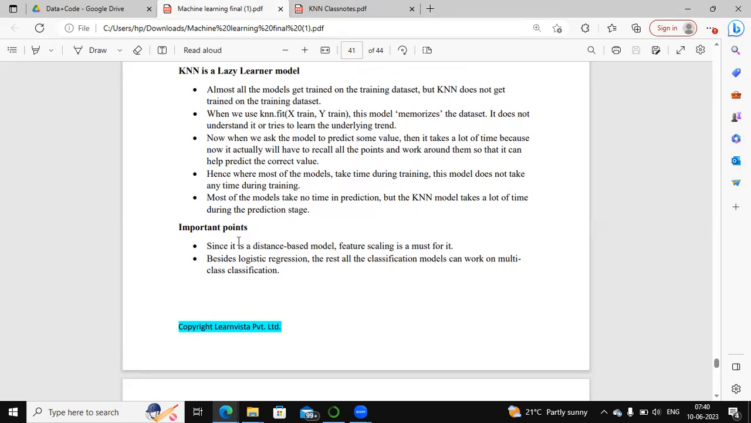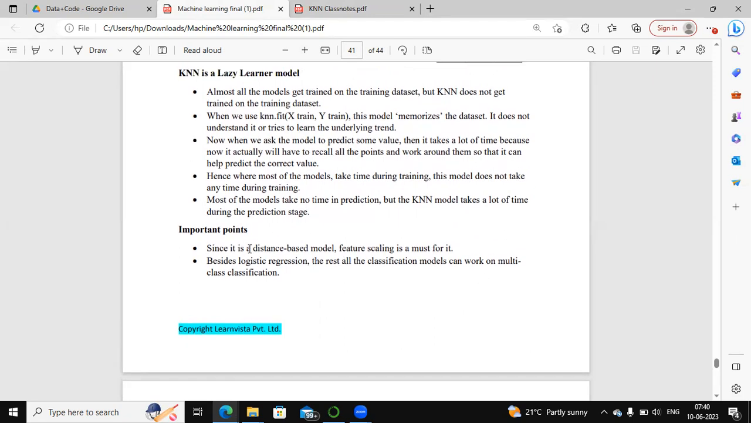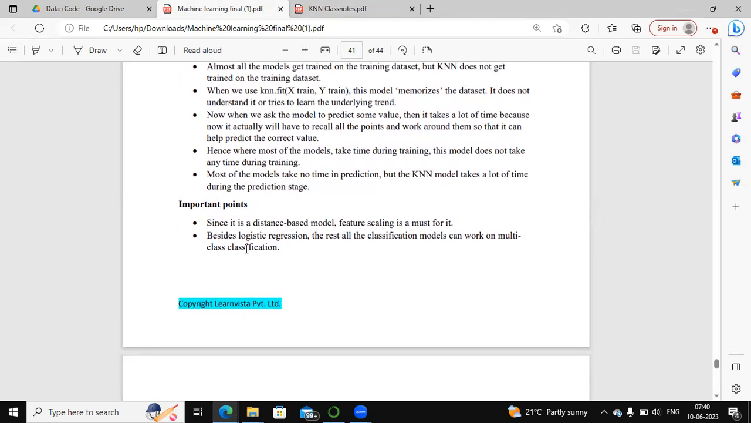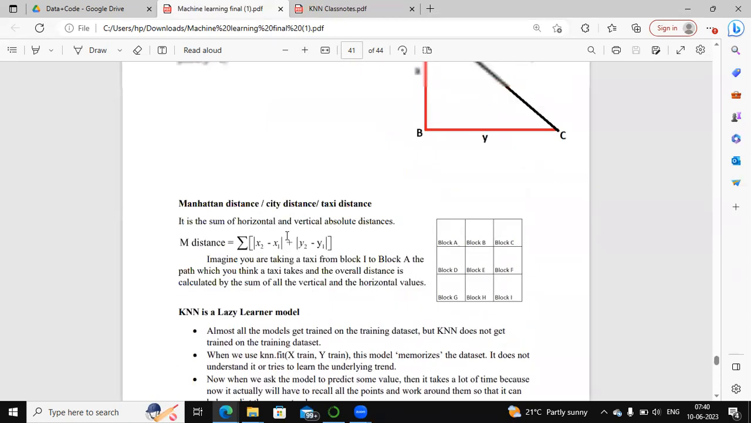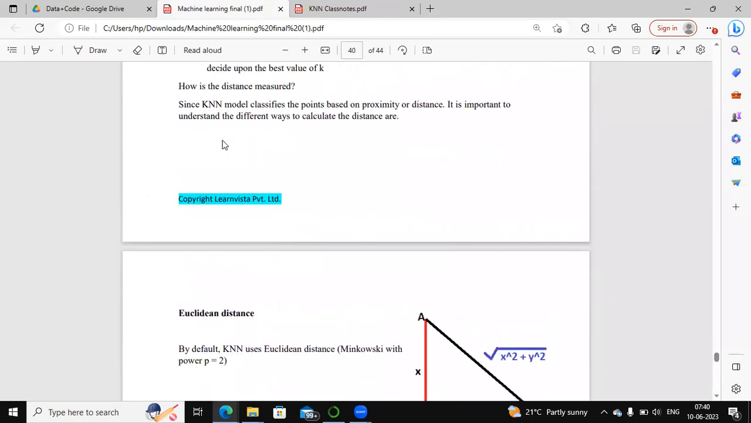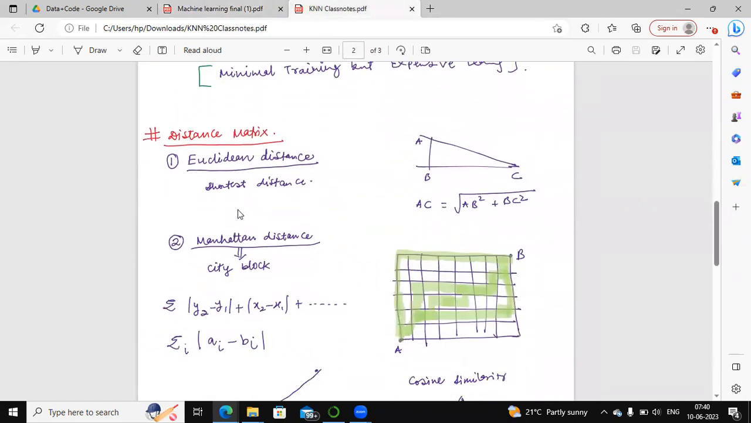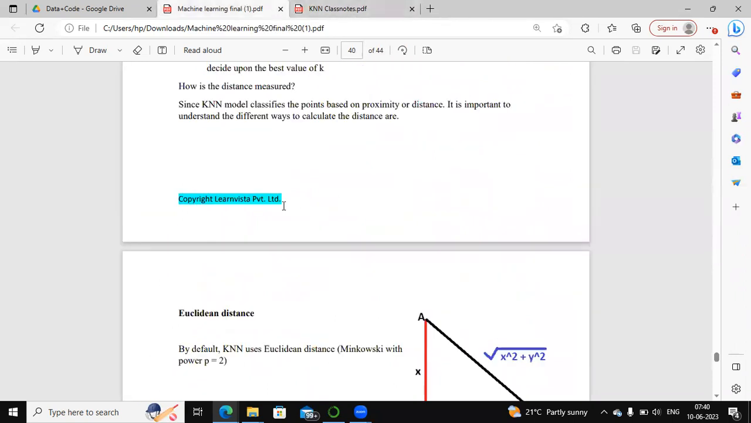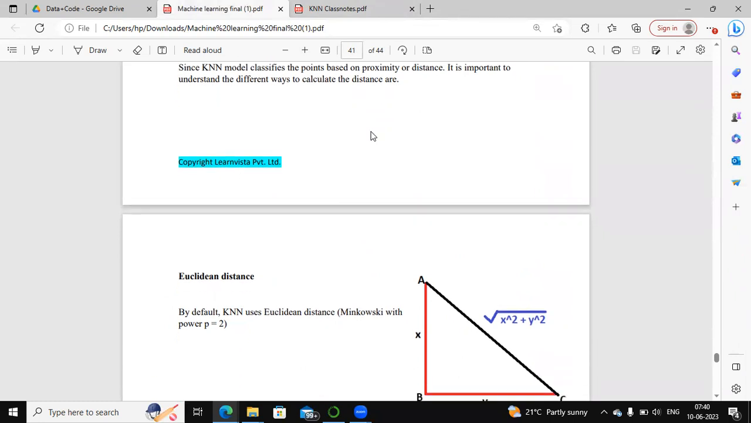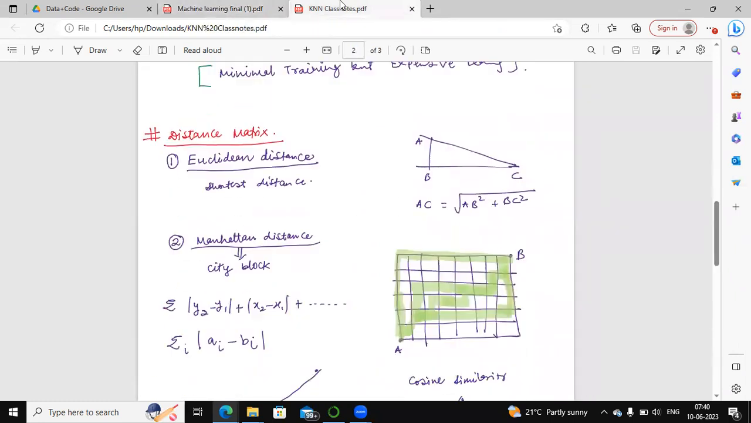Okay, so next, important points. Before moving to important points, now let's come to how distance is measured. Okay, so distance measurement can be done using Euclidean distance. Since the KNN model classifies the data points based on proximity or distance, it is important to understand the different ways we calculate the distance. Okay, so we have Euclidean distance.